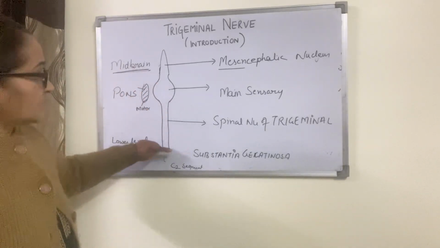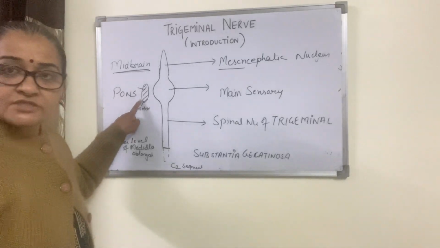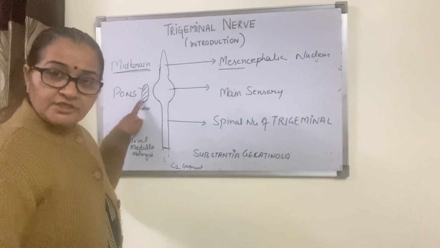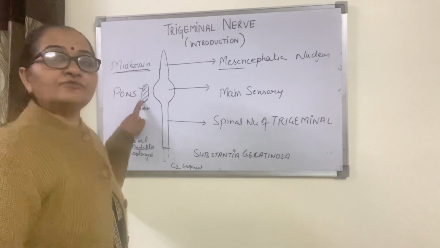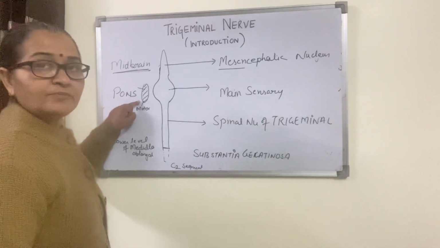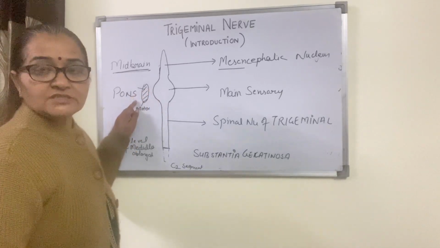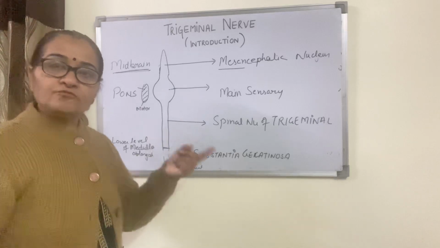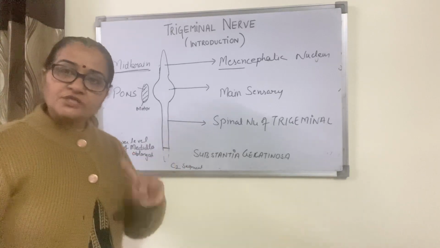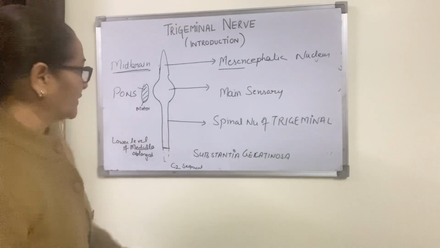So these are basically the main sensory nucleus, and the motor fibers which, when they leave the brain, join the mandibular division of the trigeminal. For those fibers, the nucleus is lying in the pons, but it is lying medial to the main sensory nucleus. M for medial, M for motor. Means the motor nucleus is medial to the sensory nucleus of the trigeminal nerve.